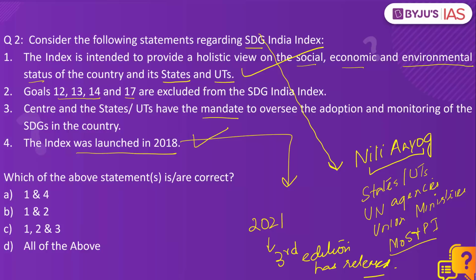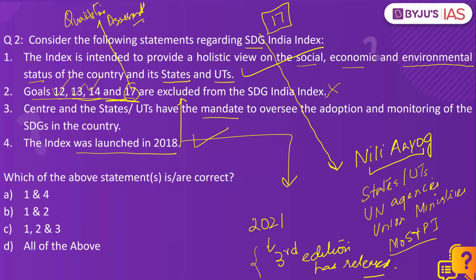When the index was launched in the year 2018, you would know that there are 17 Sustainable Development Goals. When the index was launched in 2018, Goals 12, 13, 14 and 17 were not taken into consideration to prepare this index. But in the third edition, Goals 12, 13, 14 have been included, and on Goal 17, qualitative assessment has been provided. So statement 2 is incorrect.